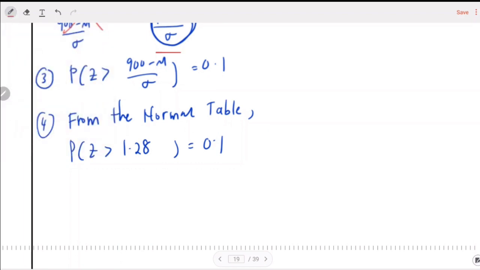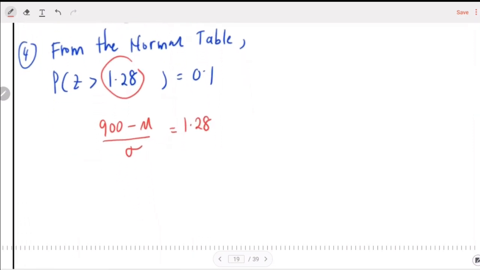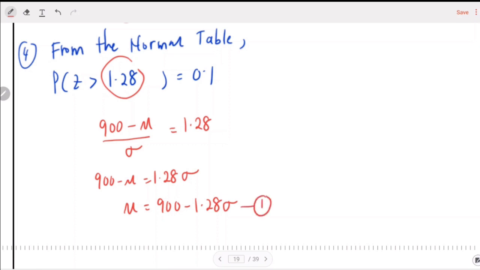Lastly, compare: 900 minus mu divided by sigma equal to 1.28. So here is our first equation. We can just simplify it into this. I'm going to make mu the subject: mu equals 900 minus 1.28 sigma. That is our first equation.